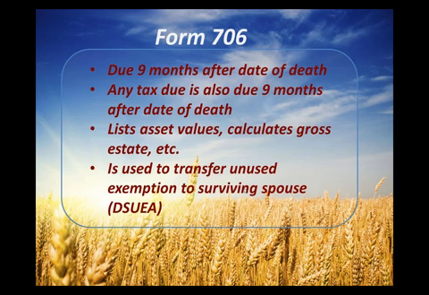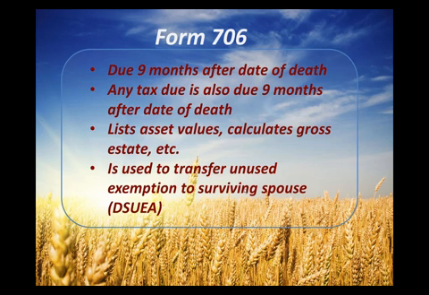Form 706 is due within 9 months after the date of death. If there's any tax due, that is also due 9 months after date of death. It lists the asset values, calculates the gross estate, shows the exemption amount, DSUE, etc. It's also used to transfer the unused exemption to the surviving spouse of the person that dies.